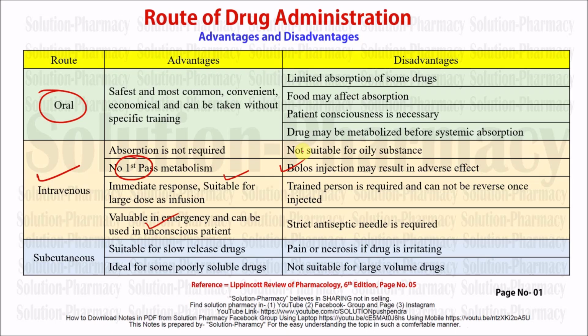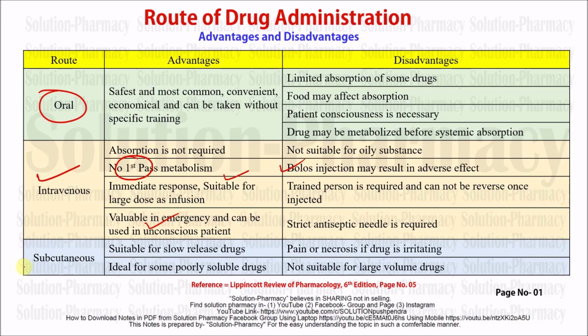The next limitation says a strict antiseptic needle is required. This is one of the most important points which we should keep in mind every time we are giving an injection to any patient. We should not use a single needle for more than one person. We have to change the needle when giving the drug to any other person. That is very important to avoid contamination and some transmitted diseases. That is very important to keep in mind.